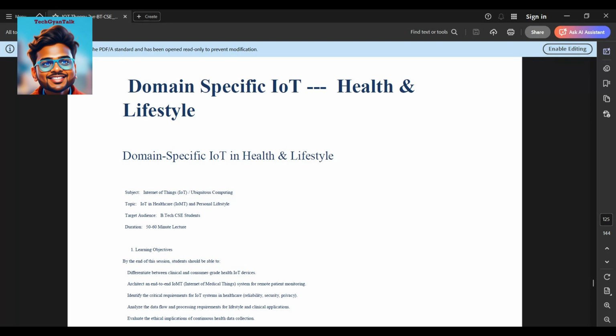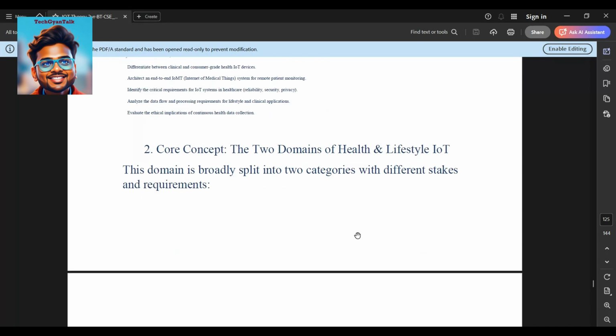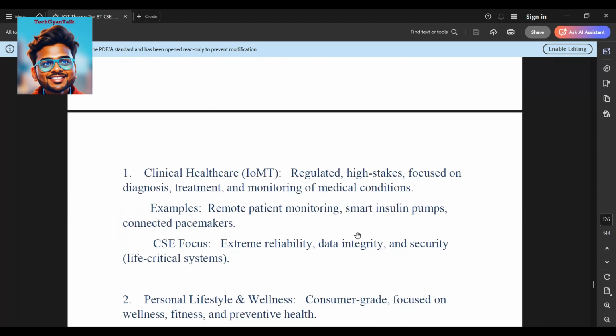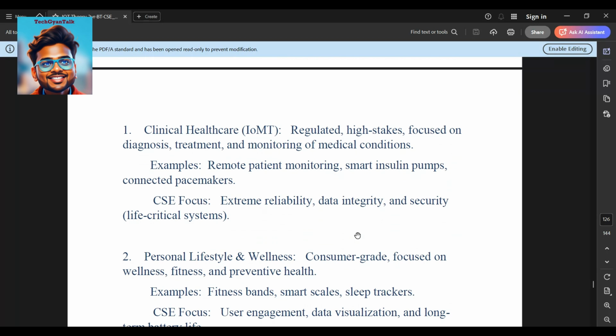Well, good day. Today's topic is 46, domain-specific IoT: health and lifestyle applications in IoT. The domain is broadly split into two categories with different stakes and requirements. One is clinical healthcare, IoMT, regulated and high stakes, focused on diagnosis, treatment, and monitoring of medical conditions.